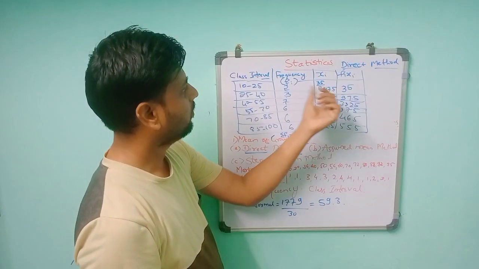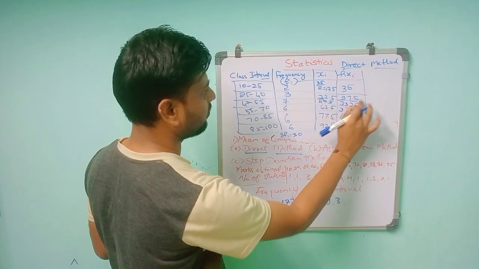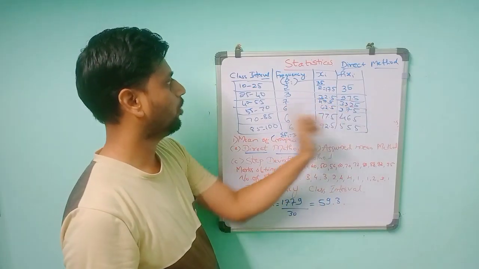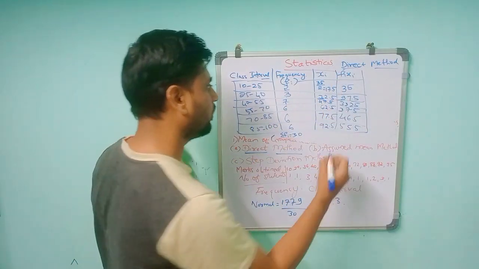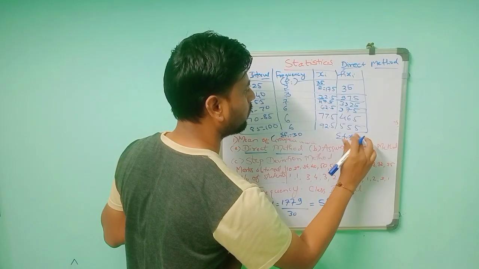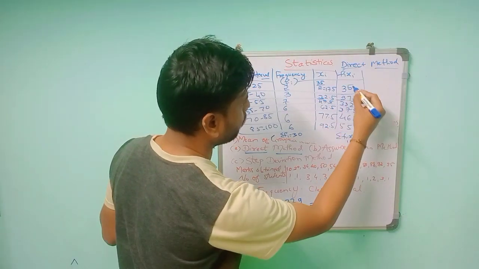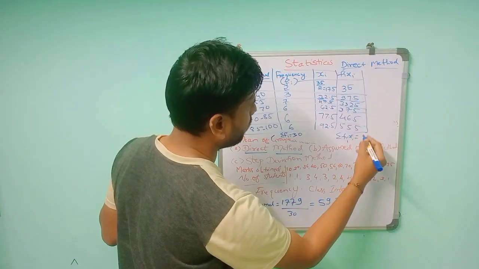So 100.5 into 2 is 35, 3 into 32.5 is 97.5. Like that you have to multiply. So Fi into Xi, you will get sigma Fi Xi. So total we have to find out. If you add this one, 5, 10, 15, 20, 25.